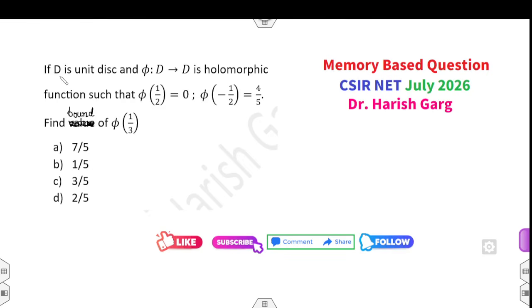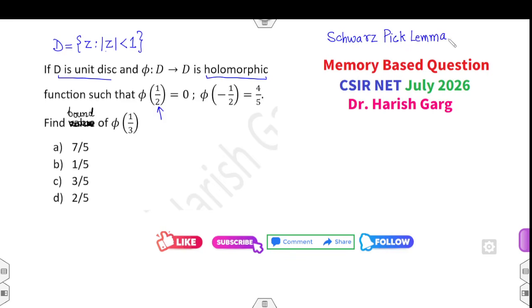The first question is, if capital D is my unit disk, that means mod z is less than 1 is my unit disk, and phi is my holomorphic function such that phi of half is 0, phi of minus 1 is 4 by 5, and your target is to find the bound of some holomorphic function. Which things come to your mind when you look at the unit disk and the bound? That is called the Schwarz lemma. Fine, but because the function value is given at some particular point, we can apply the Schwarz-Pick lemma.